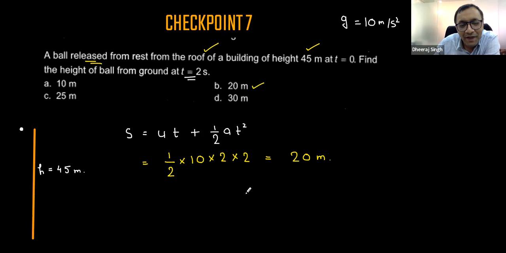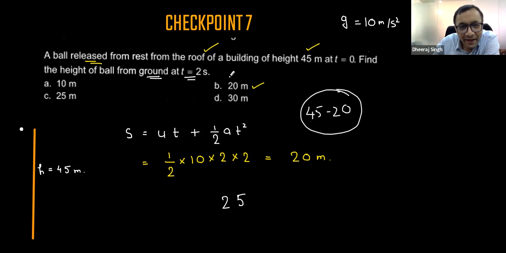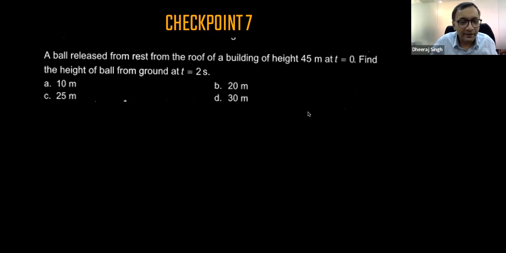The answer is 25, which is 45 minus 20. They're asking from the ground. Look at the option here, 20 is sitting there. What does it mean? This means that they want you to make a silly mistake. And if you are not careful enough, you are anyway making silly mistakes, and they want you to make the silly mistake, then there are higher chances that you will make it. Fine. So I think most of us have picked option B, right? Am I correct? C. Okay. Good. But some of us have made a silly mistake.